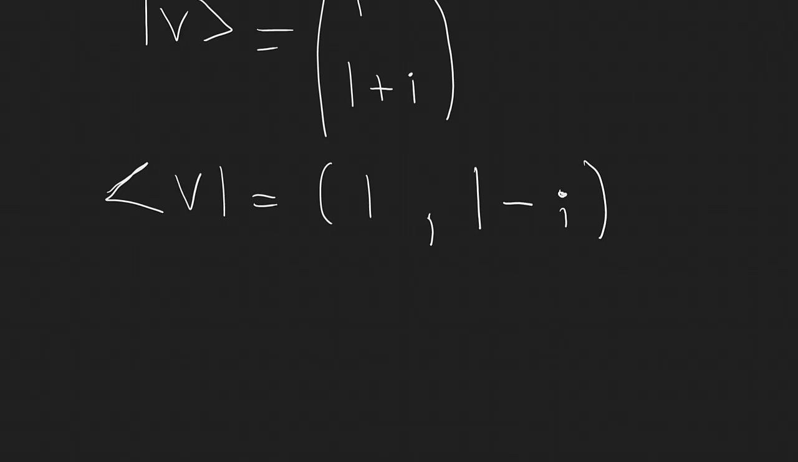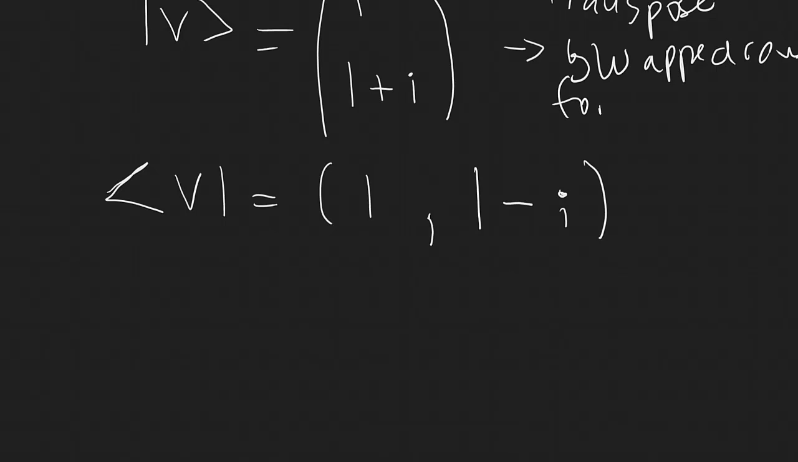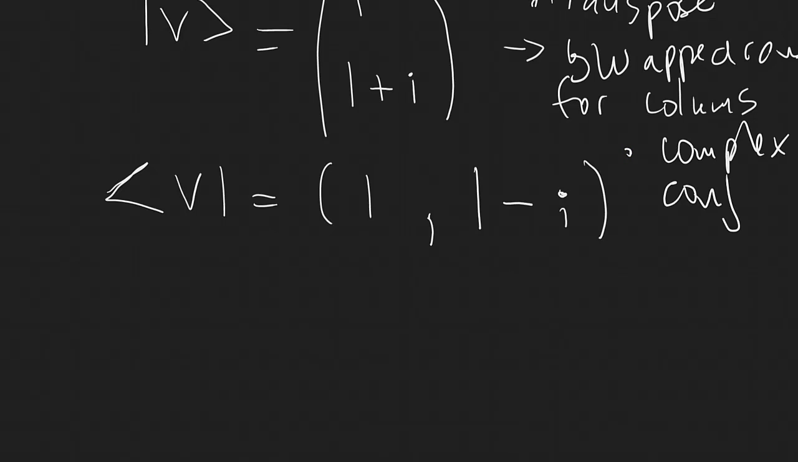So for the transpose bit, we have swapped the rows for columns. And then the other thing that we've done is that we found the complex conjugate of all the elements inside.